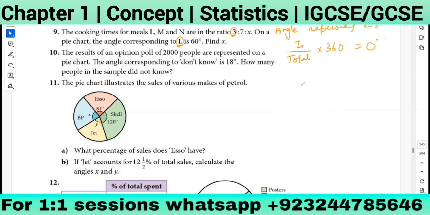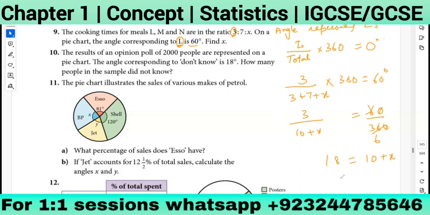So the angle representing L is 3 over here. The total is 3 plus 7 plus x over here. Multiply by 360, which will give you the degree of L, that is 60 degrees. And now it's very easy. 3 plus 7 is 10, so 10 plus x is equal to 360 divided by 60, which is 6, so it's 18. 18 is equal to 10 plus x, and 18 minus 10 is equal to x, and x is equal to 8. So this is the correct way to do the question.